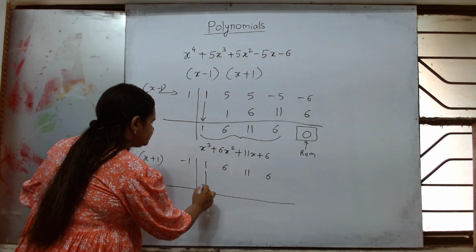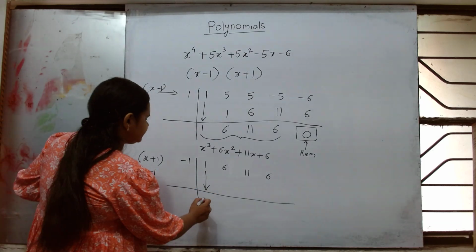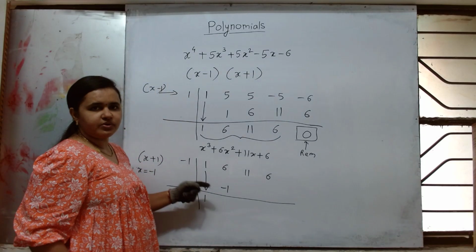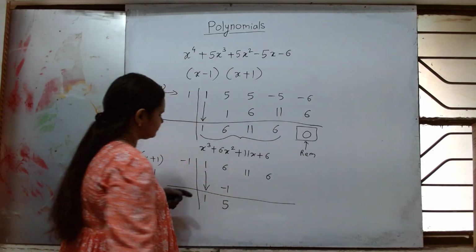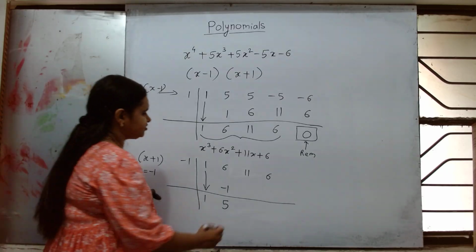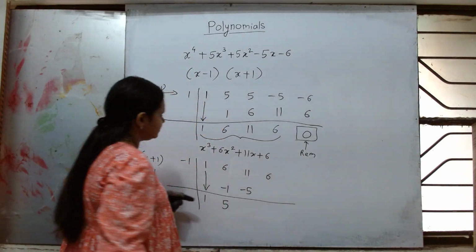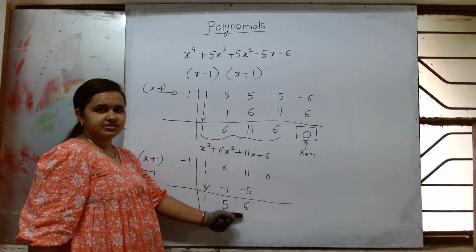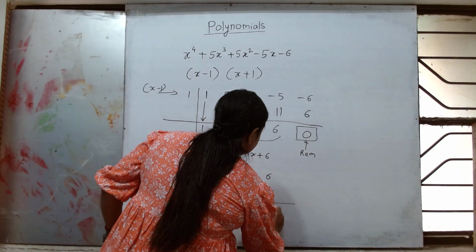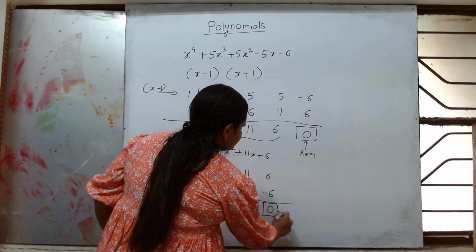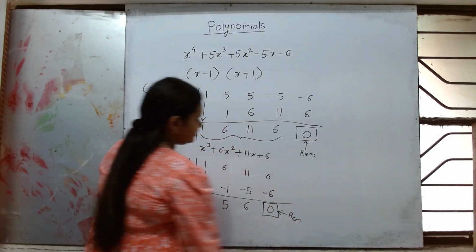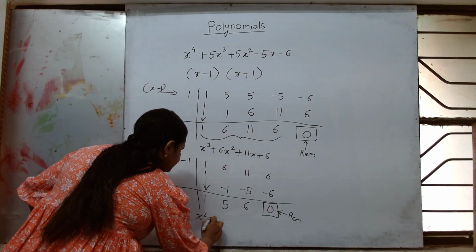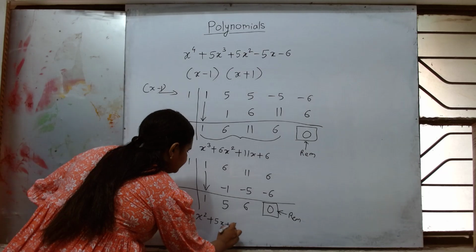Now further divide as it is. 1 we will write as it is. Minus 1 into 1 is minus 1. 6 minus 1 is 5. Minus 1 into 5, it is minus 5. 11 minus 5 is 6. Minus 1 into 6 is minus 6. So remainder is 0, and coefficients we get x square plus 5x plus 6.